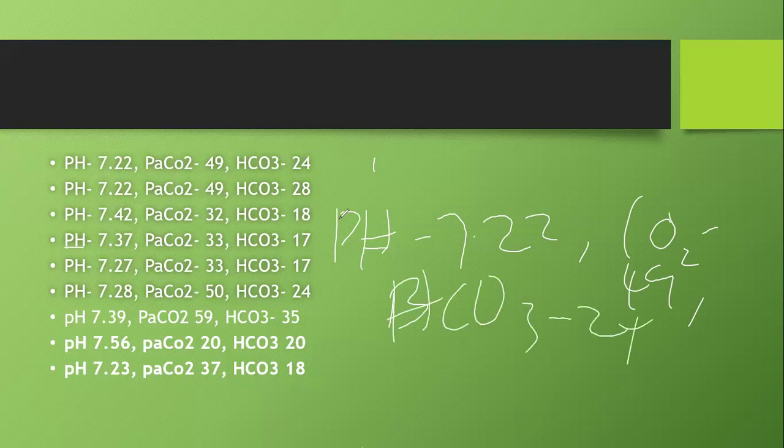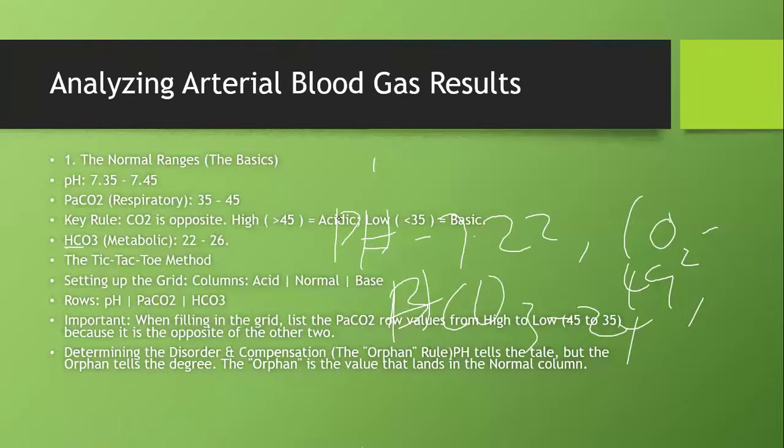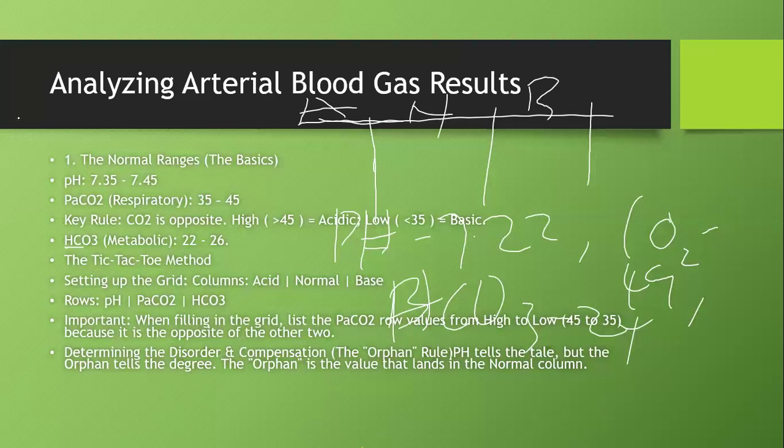Pick your pens. Let's go back here. I said that we are going to use the tic-tac-toe method. What you do is that you draw your 3 lines here. And then you put acid here, you put normal here in the middle, then you put base here.